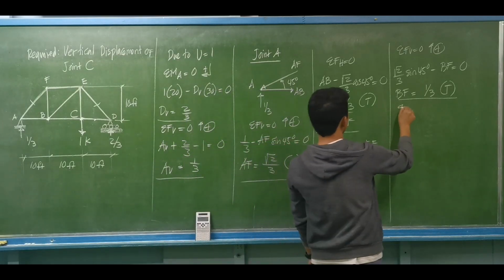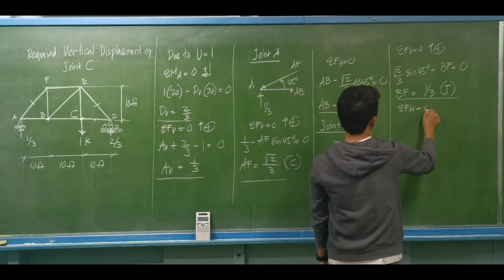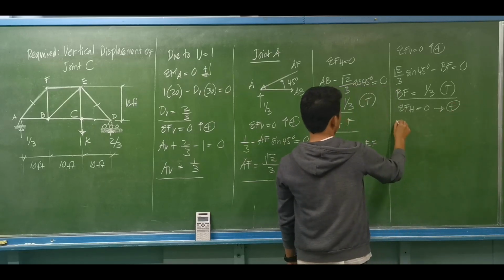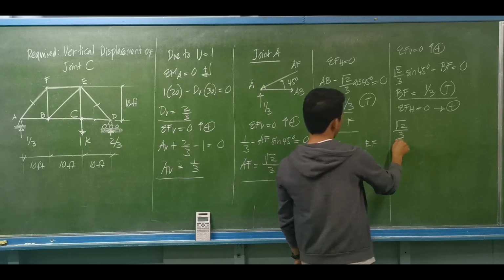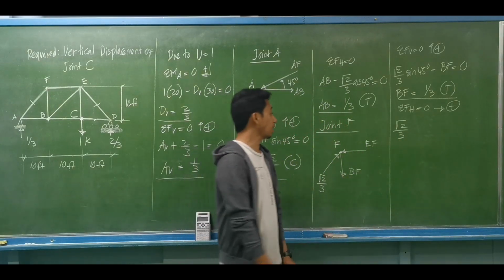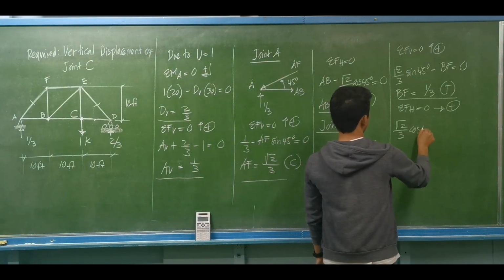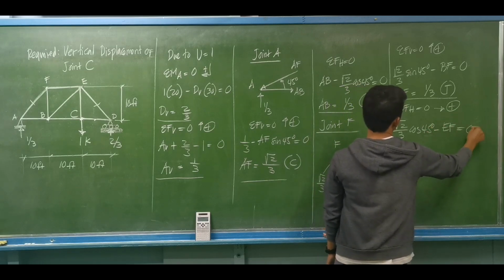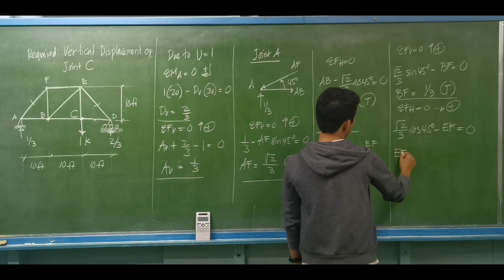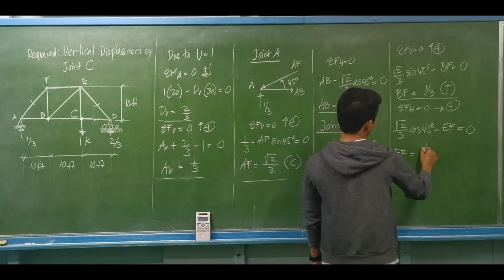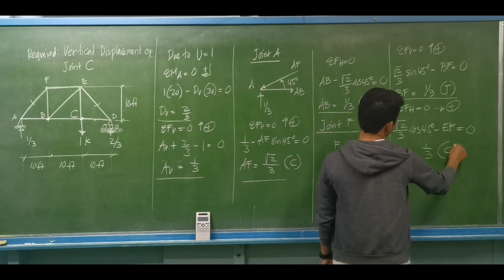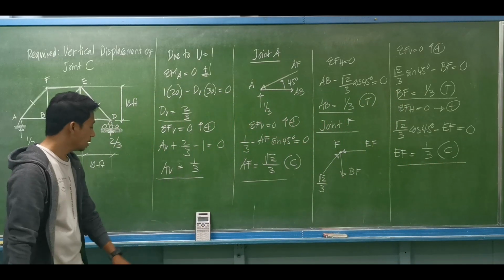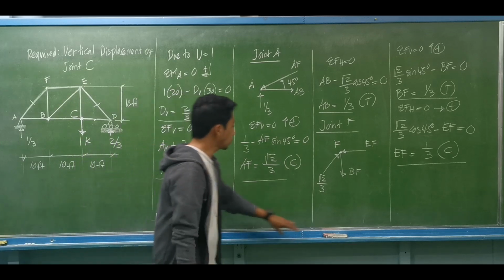Then by summation of forces, horizontal equal to 0, the right forces to be positive. We have the square root of 2 over 3 for member AF. Horizontal component is cosine 45 degrees minus EF equal to 0. So I think we have member EF is the same as 1/3, but this is under compression. Okay, so those are the forces for BF and EF. Now we may proceed to joint B.